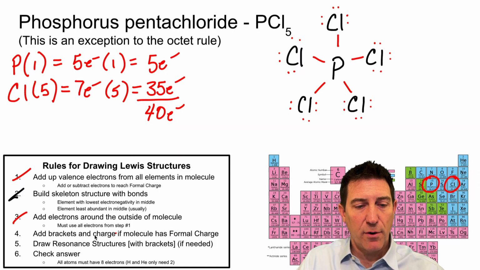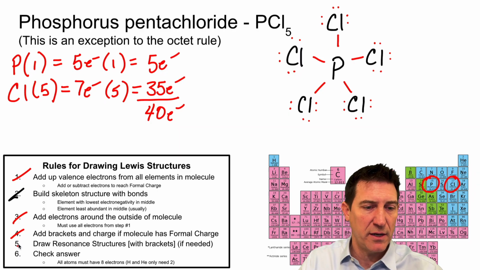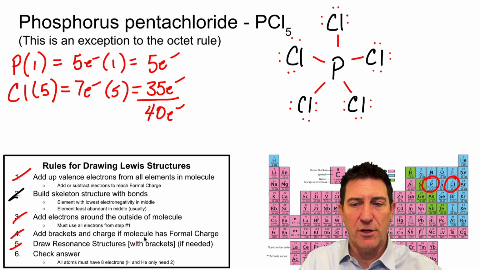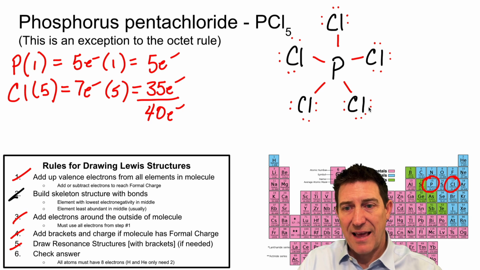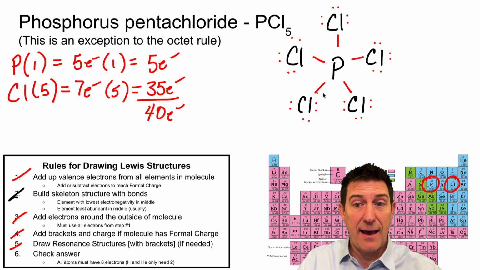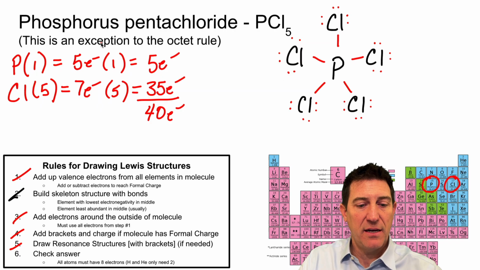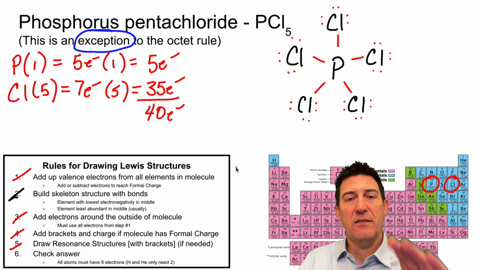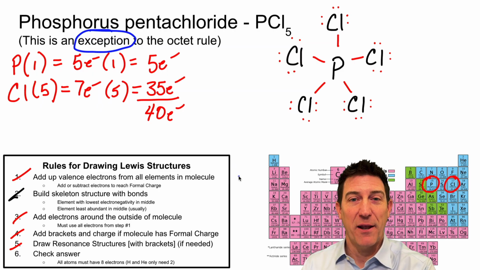Add brackets if it has a formal charge. It does not. Resonance structures. Nope. There's no double bonds where we needed to figure out, should I double bond here or should I double bond there? And when we're checking our answer, it should throw up some red flags. We should say, all these chlorines have 8, so they're perfectly fine and happy. But our phosphorus has more electrons than we would expect. It has 10. But because we were told that this is an exception to the octet rule, we can stop here and say that that is the correct Lewis structure for phosphorus pentachloride.